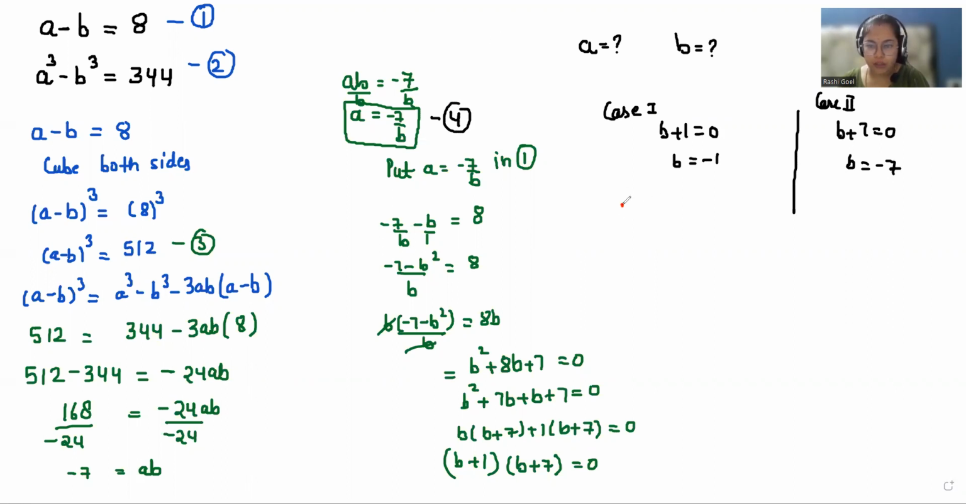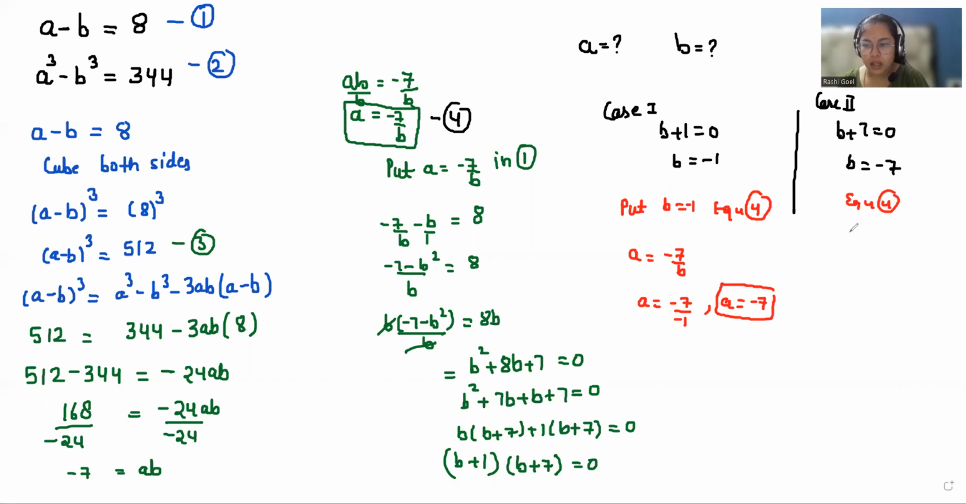So by putting the value b equals minus 1 in equation number 4, a is equal to minus 7 by b. So a is equal to minus 7 by minus 1. So the value of a is 7. And when I put the value b equals minus 7 in equation number 4, a is equal to minus 7 by b. a is equal to minus 7 divided by minus 7. The value of a is 1.